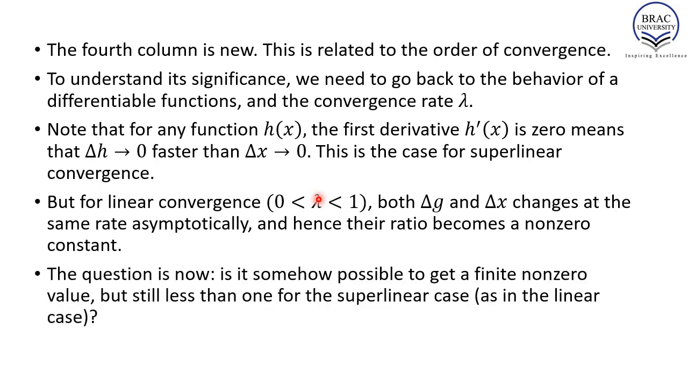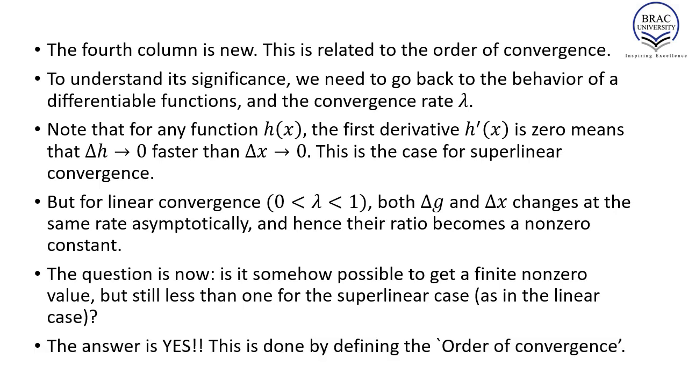The question is the following: is it possible to define or redefine lambda such that the ratio will become a finite non-zero number, like in the linear case? That is the idea and that is the question. The answer is yes, we can do that. That is known as the order of convergence.